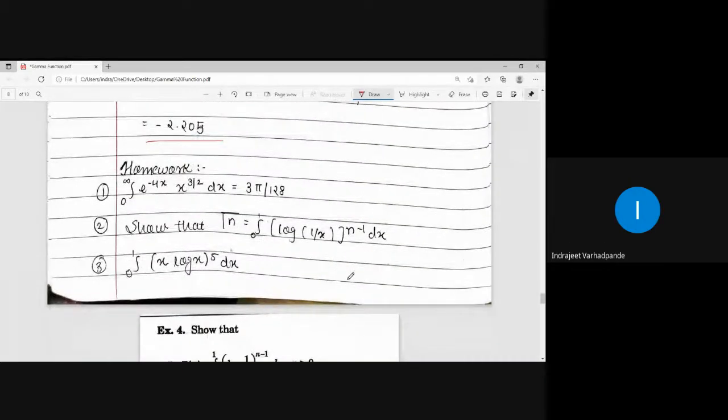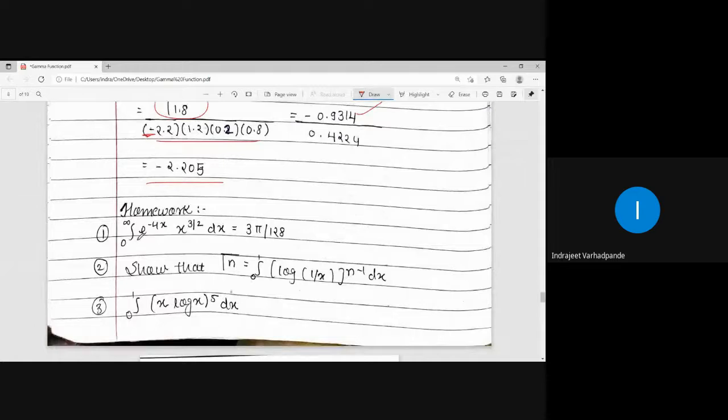So these are certain problems for practice. E to the power minus 4x into x to the power 3 by 2 dx. This is the answer. This is containing log 1 by x. I told you that we have to substitute the logarithmic term with the proper variable so that you can get the result. And again x log x to the power 5. The same sort of example what we have done prior to this. So kindly try these problems.